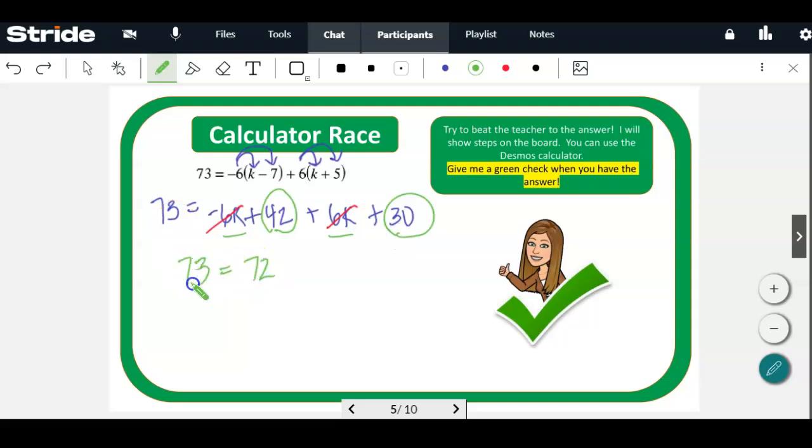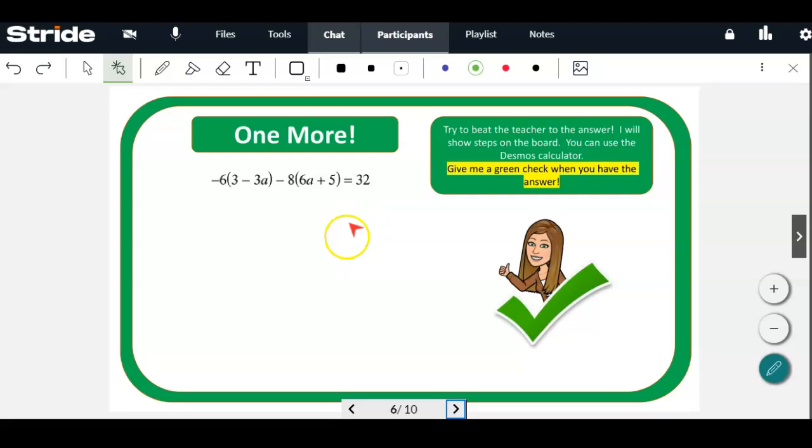Well, that is not true. 73 does not equal 72. So this actually has no solution. So something new here. Hopefully you caught that with the calculator. If not, look at my steps on the board and make sure you understand why there's no solution to this. There's just no solution to this equation. So when these variables are canceled out and you get this, 73 does not equal 72, so that's no solution.